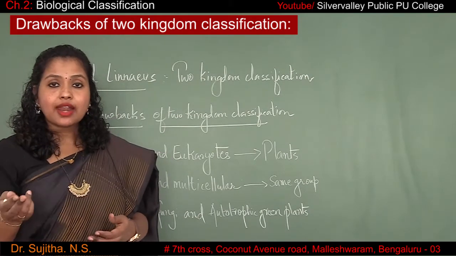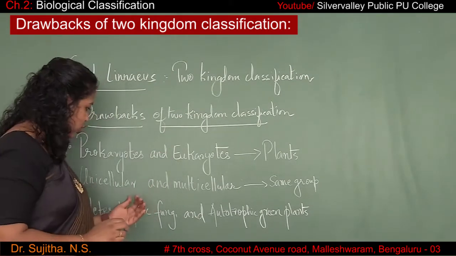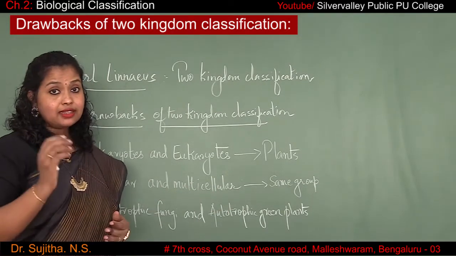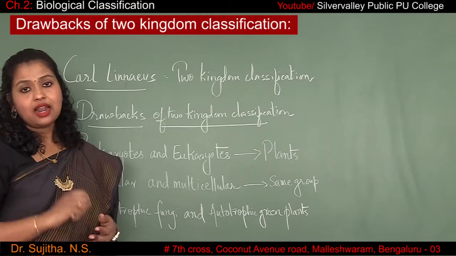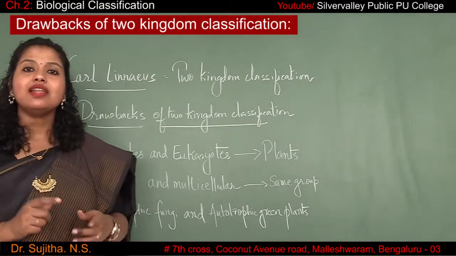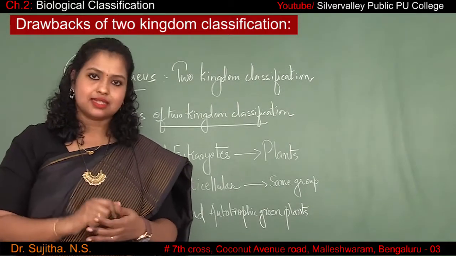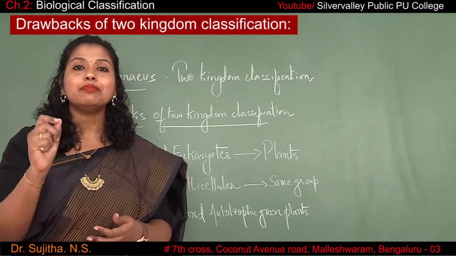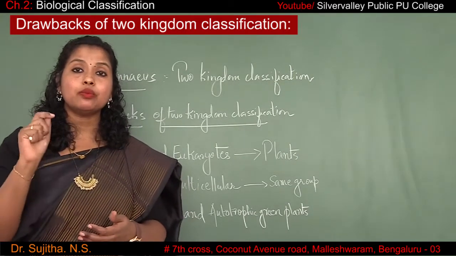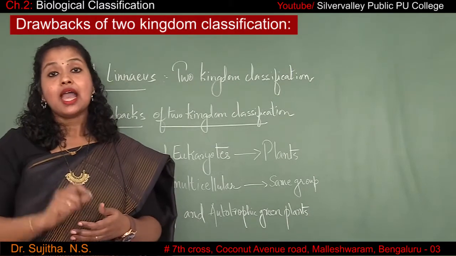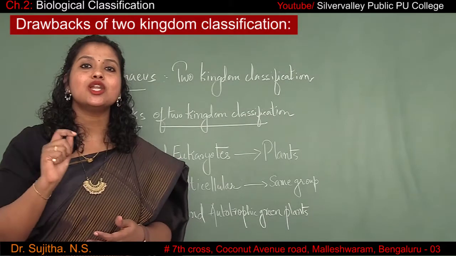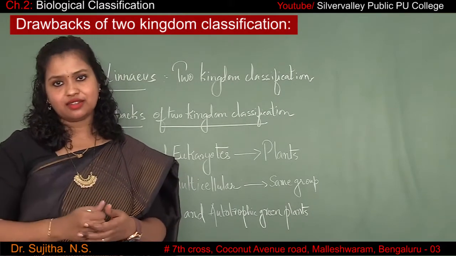So, he was not able to differentiate between heterotrophic fungi and autotrophic green plants. And there are many other differences. For example, with respect to fungi, the cell wall is made up of chitin. Now, what is chitin? Chitin is a protein which is quite hard, and the cell wall of fungi is made up of chitin. And with respect to green plants, the cell wall is made up of cellulose. So, this is another difference.